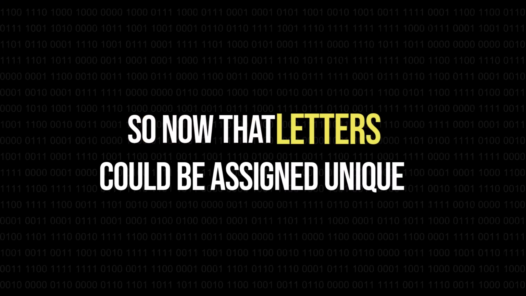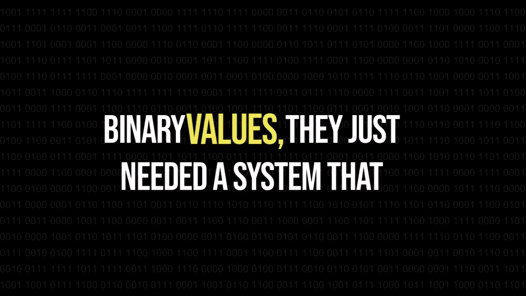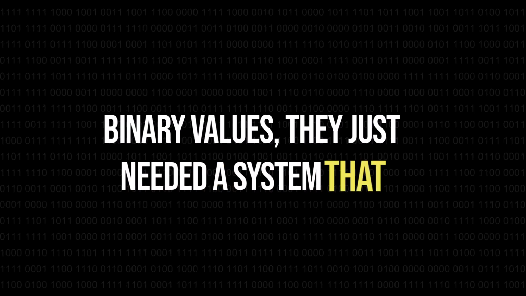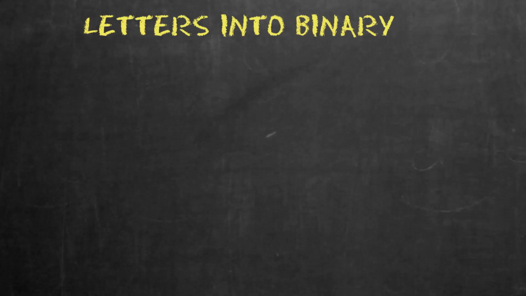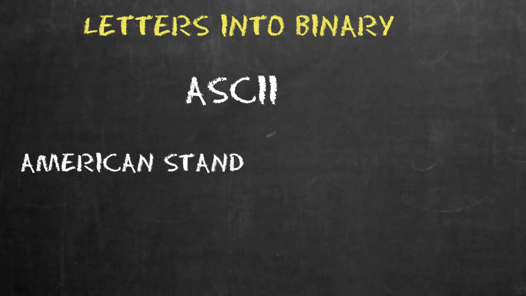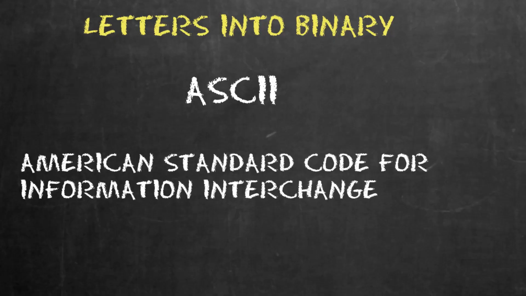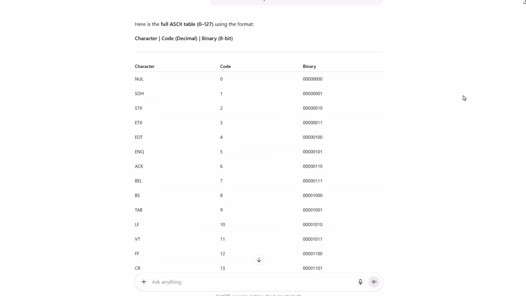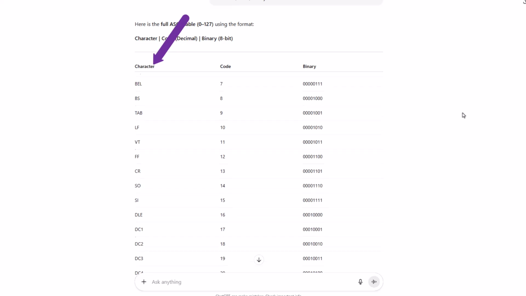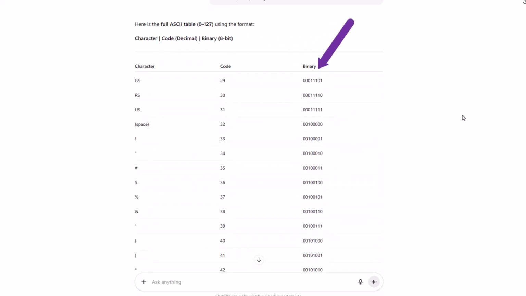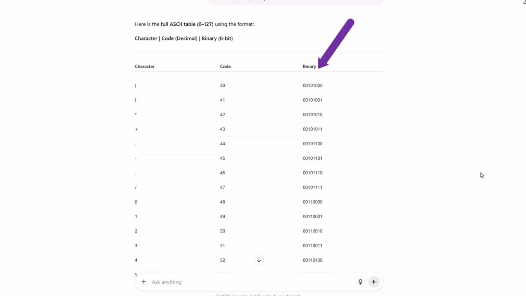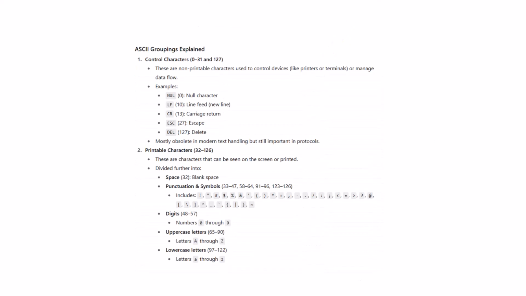So now that letters could be assigned unique binary values, they just needed a system that converts letters into binary, which led to the development of a system called ASCII, which is short for American Standard Code for Information Interchange. And in simple terms, ASCII assigns a decimal or base 10 code to a number, letter, or special character, and that code is eventually converted into a binary number that computers can understand and process. To give you an idea of how ASCII works, here is a breakdown.